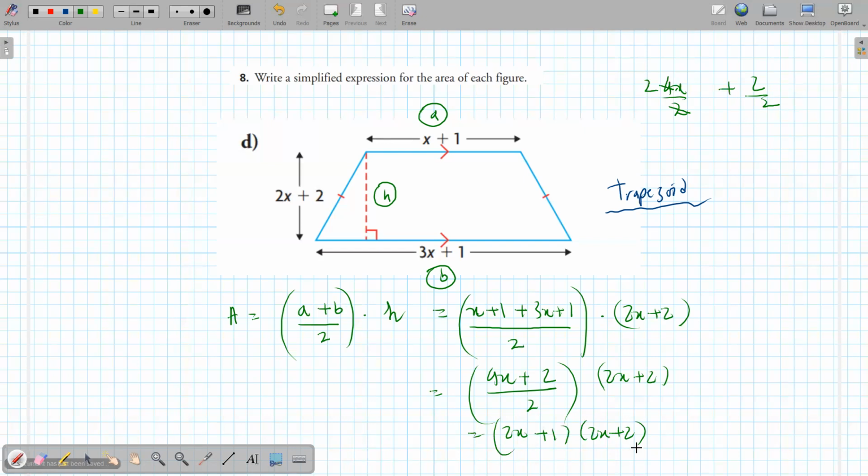Last thing we do is we FOIL it. What's 2x times 2x? 4x squared. The next term is 2x times 2, 4x. The next term is 1 times 2x, 2x. The last term is 1 times 2, 2. So therefore, the final answer to this question, 4x squared plus 6x plus 2, is the area of the trapezoid. Cool? It's a goofy figure here, trapezoid.